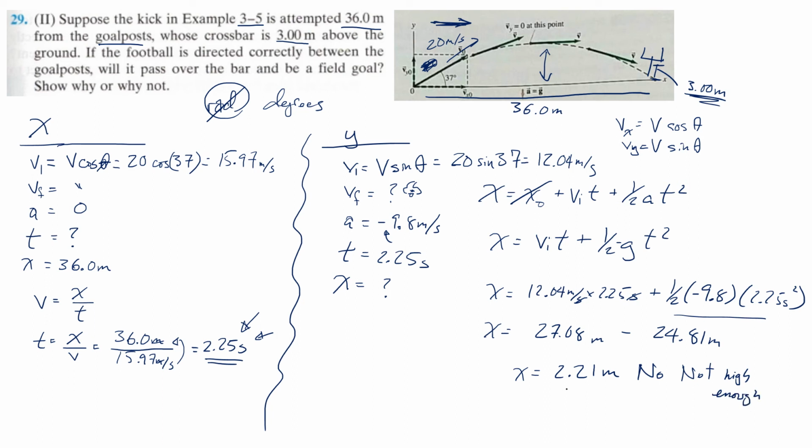All right. If you want to find the difference, 3 minus 2.21, it's 0.79 meters too short, not tall enough. I hope that works. I think I might have done this little math wrong because I'm looking at my notes, and sometimes I write things wrong. But you get it, right? Find the x. It didn't get over 3.